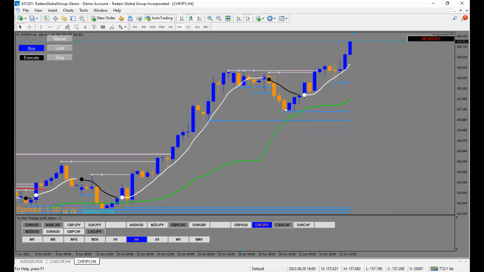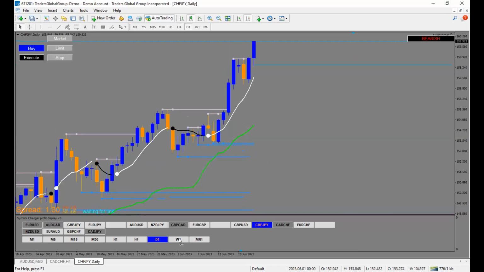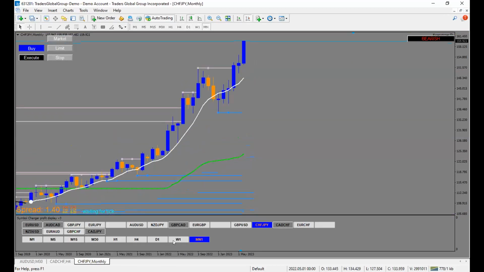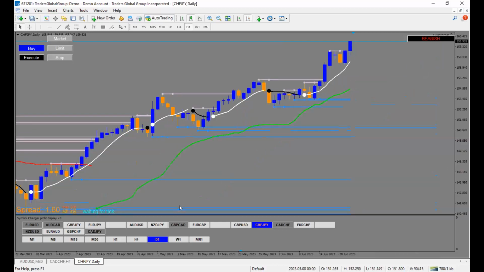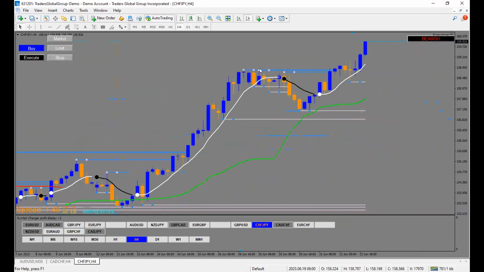Price came to this place again, closed above, and gave me a retest. This was the only factor I can see on weekly, daily, and monthly. It seems price has never gotten to this region before on CHFJPY. So I didn't risk holding it, because I don't know where I'm holding it to. So this was my profit return.